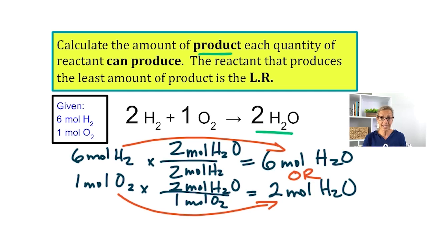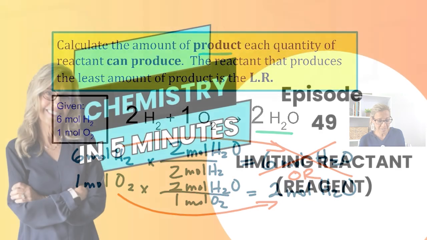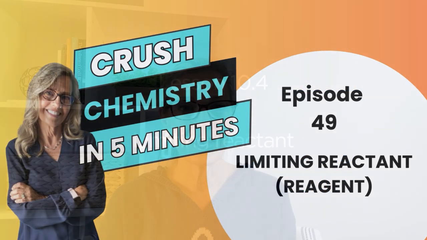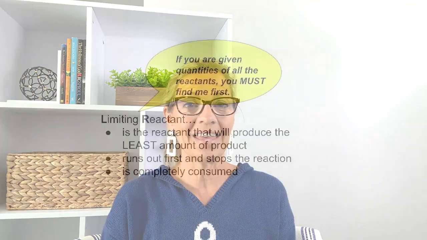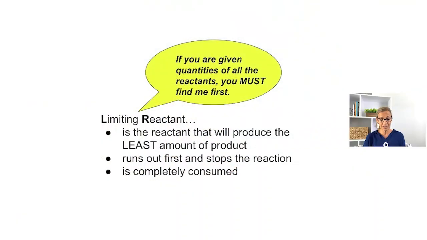The reactant that could produce the least amount of product is the limiting reactant. I'm going to teach you how to find the limiting reactant, and that is just what it sounds like. That is the reactant that will limit the amount of product we can make in a reaction. So I have a couple things I need you to make a note of.